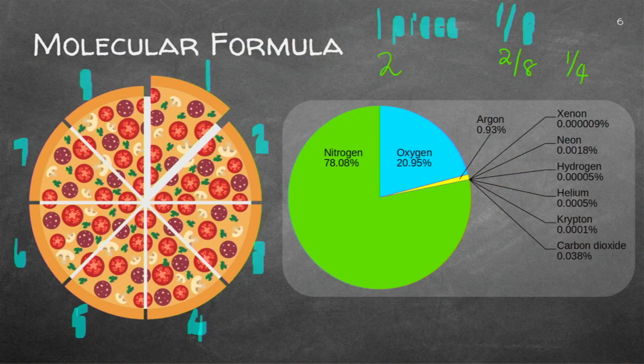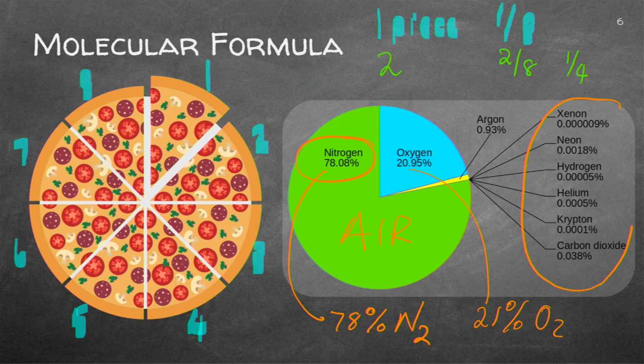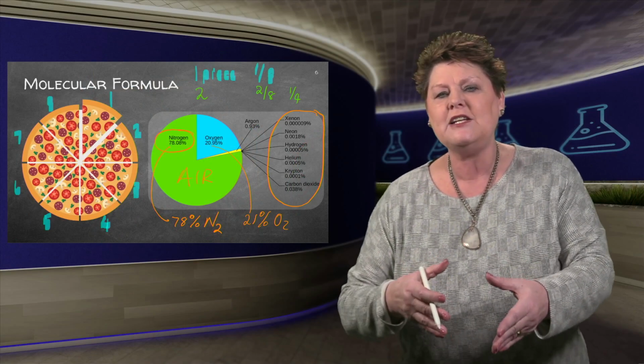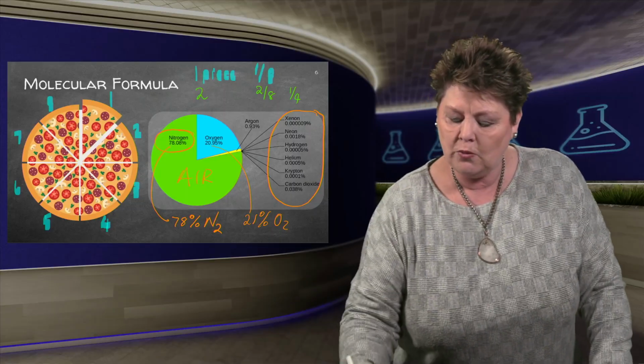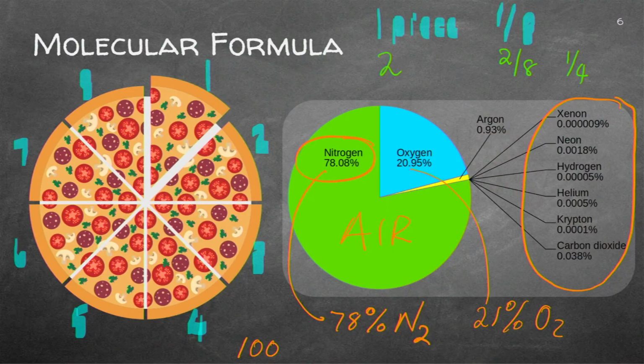I also have here the compound which we call air. Now, air consists of nitrogen. 78% of air will be nitrogen gas, and you know it's a diatom. Can you see here almost 21% oxygen, and there's a few other smaller amounts of other gases. So what we have here is a percentage contribution to the air that we have, and we know that 100% will be all of these added together.